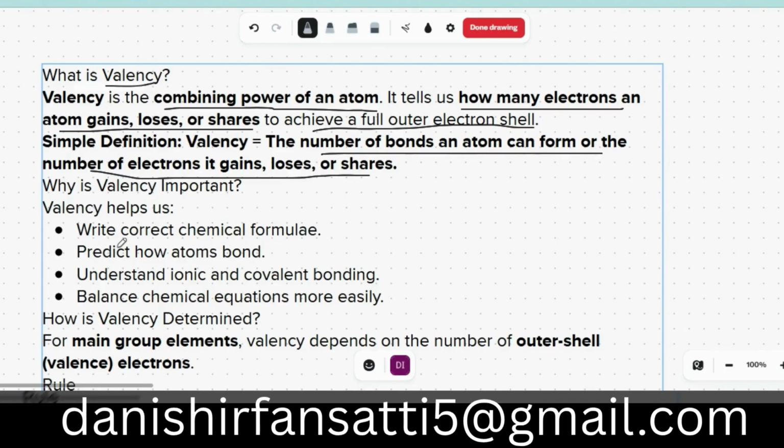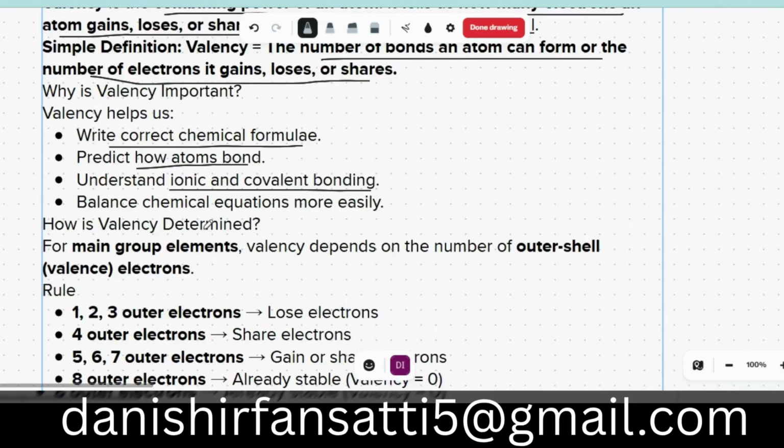Because it helps write the correct chemical formula, predicts how atoms bond, and helps understand ionic and covalent bonding. Balanced chemical equations are made more easily by this method. How is valency determined? For main group elements, valency depends on the number of outer shell electrons.